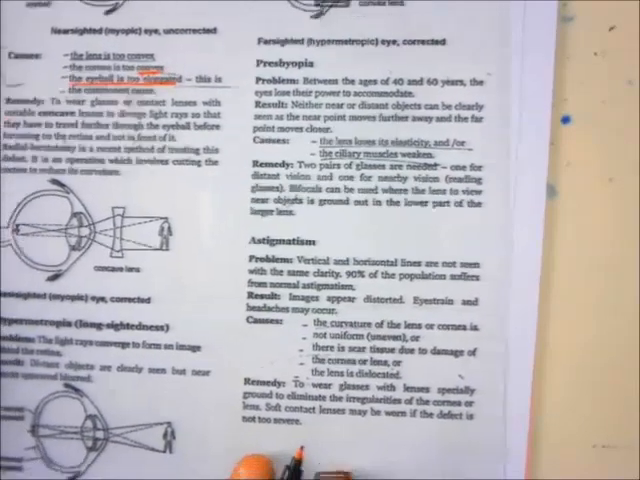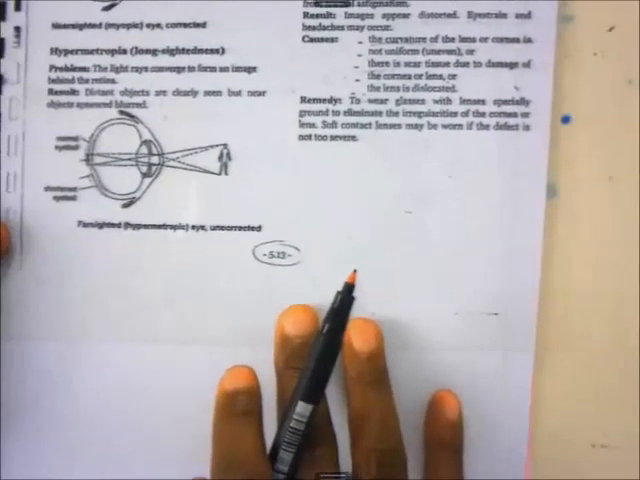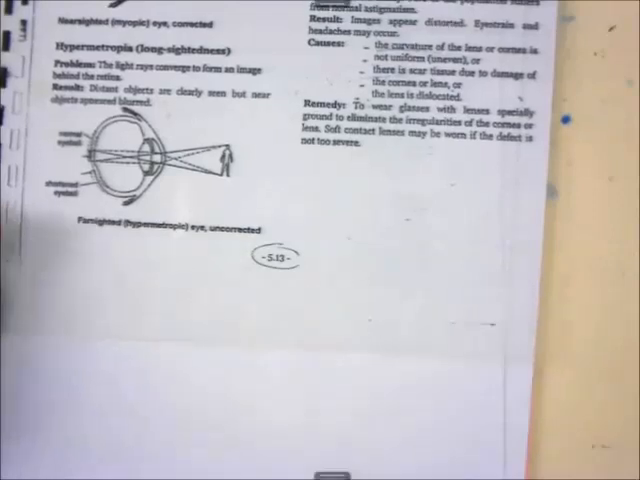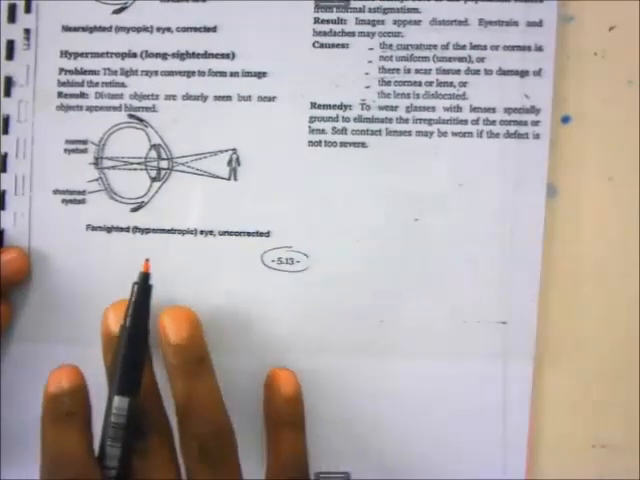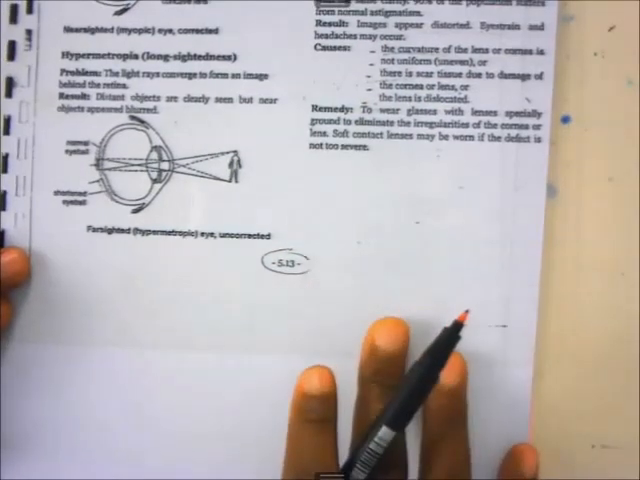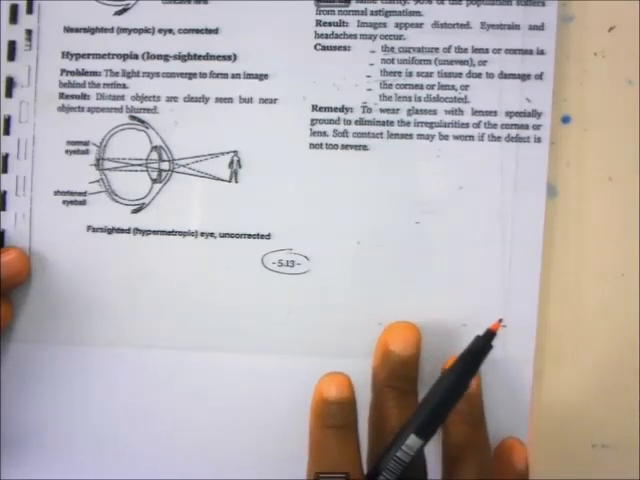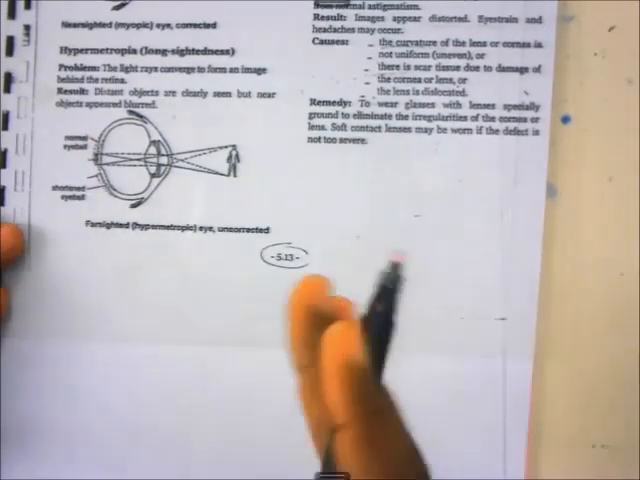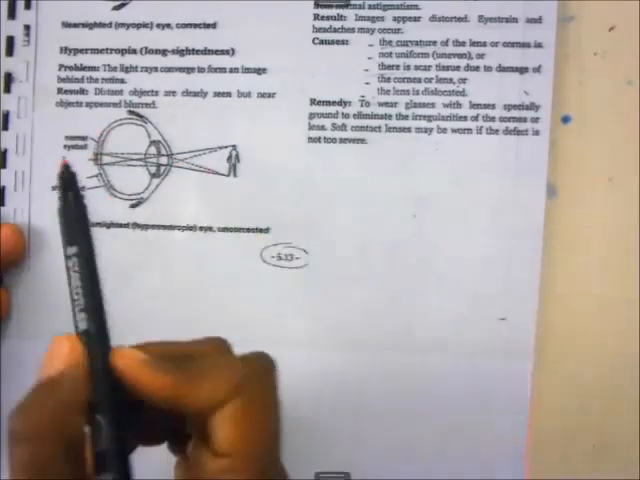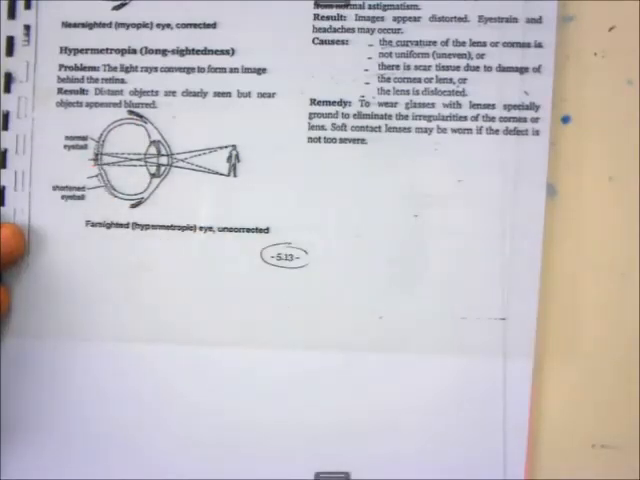So another eye defect is what is called hypermetropia. If you don't want to say hypermetropia, you can say long-sightedness. A person who suffers from long-sightedness is able to see distant objects, but the nearby objects are not clearly seen. So now the problem with this person is that the light rays converge to form an image behind the retina.